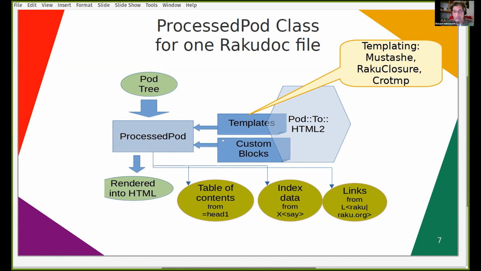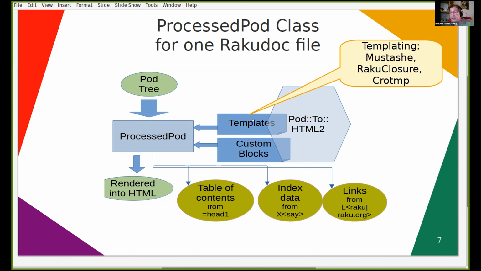You had to change the very structure of the renderer. So I extracted the processing of Pod into something called Pod Render. And essentially Pod2HTML is just a thin class over the top of ProcessedPod, and it provides the templates and custom blocks.